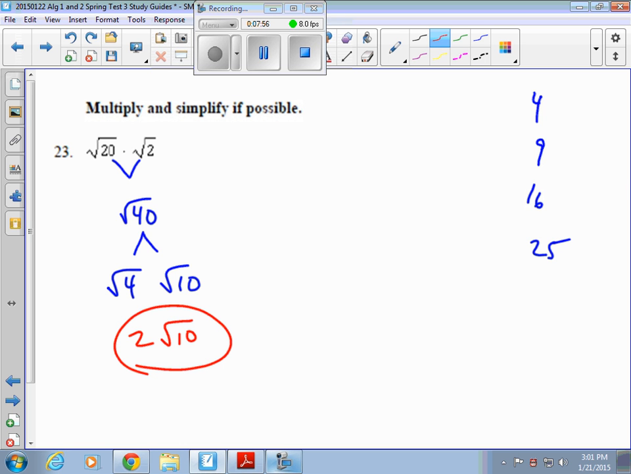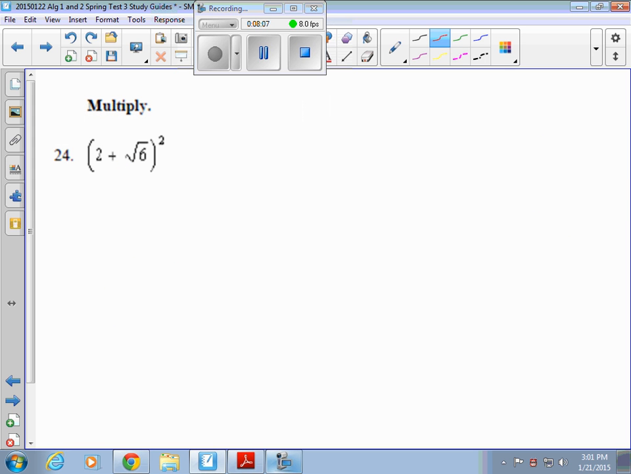Another way you could have done that is you could have separated the square root of 20 into the square root of 2 times the square root of 10. Then you had the same square root of 2 multiplied by the square root of 2, and you could have just pulled it out saying 2 square root of 10.